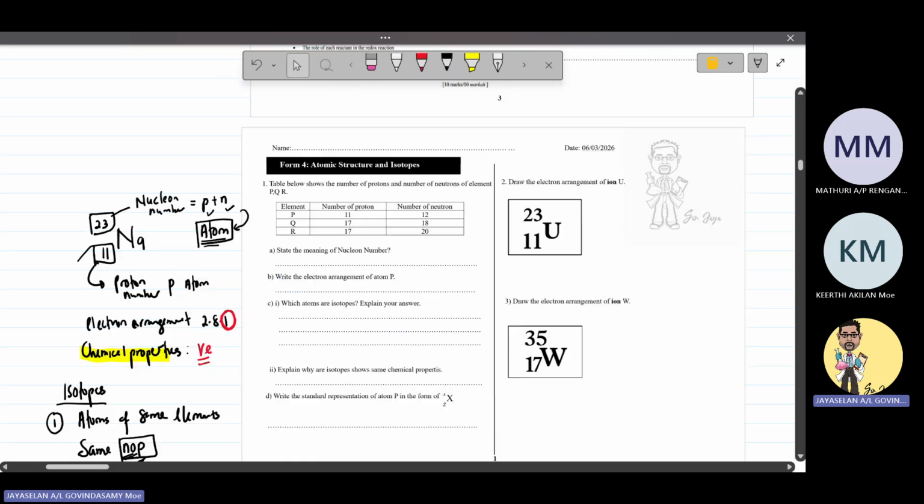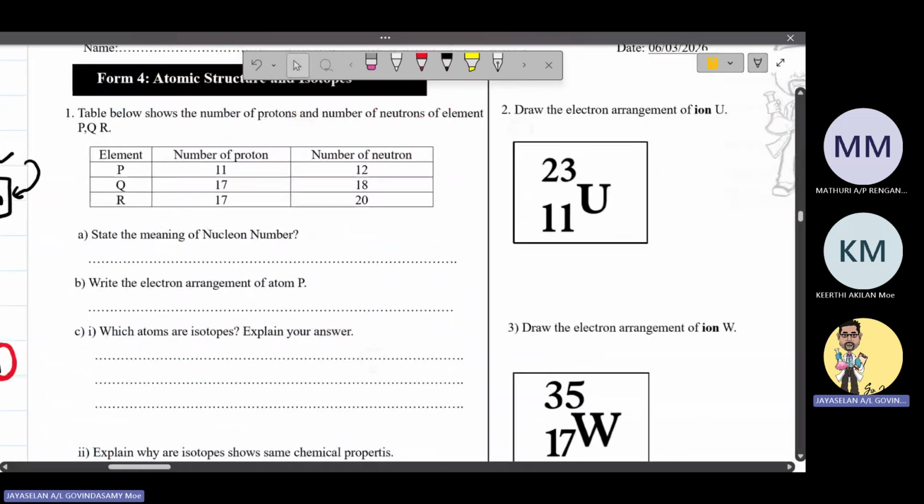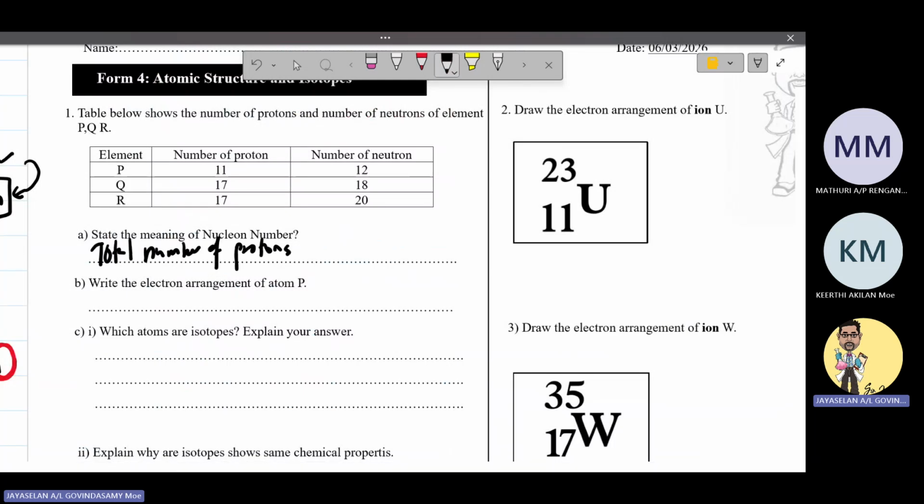No question. Okay, now we try to answer this question. State the meaning of nucleon number. You can put: total number of protons and neutrons in an atom. The most important word: if the examiner doesn't see this, they straight away give you 0 marks. This is very important. You can also put total number of protons and neutrons in the nucleus of an atom, but the most important one must be highlighted.